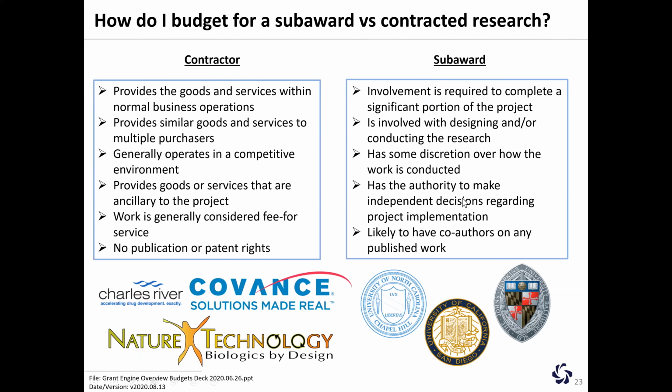And subaward entities generally have a negotiated rate with the NIH. There's much more detail that the team at Grant Engine has put together about the characteristics of each. But one rule of thumb that I find simple is that subawards have a negotiated rate for their facilities and administrative costs, their overhead, and you don't get to add your own overhead on top of that subaward entity's overhead. Contractors, as mentioned before, you do.